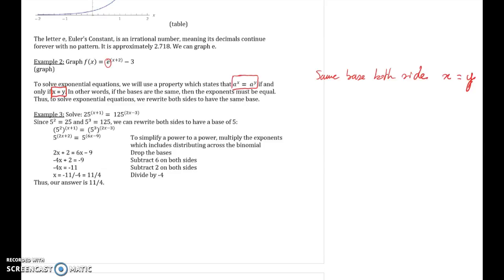I can clearly see that I don't have the same base. So I need to work out both bases. And I can see that there are multiples of 5. I can see that 25 is 5 squared and 125 is 5 cubed.